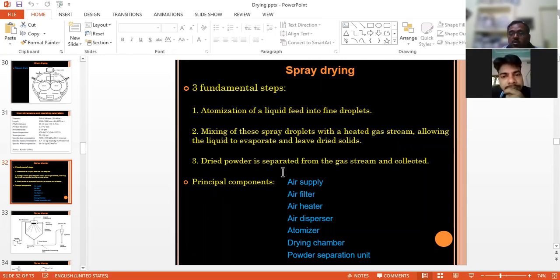drying. We must require air supply, we must require air filter, we must require air heater for heating the air, disperser, which is required to get uniform dispersion of hot air in the chamber. Atomizer that is actually required to spray the liquid to make the very small particle size, and they also require drying chambers so that they can surrender the moisture in a large surface area, and also powder separation unit. So these are the components which actually required.